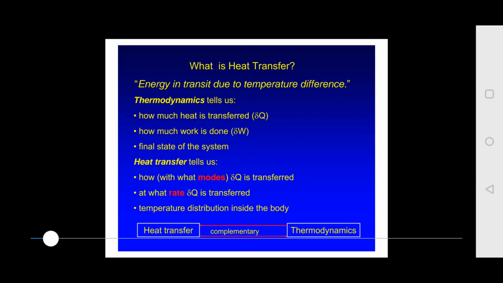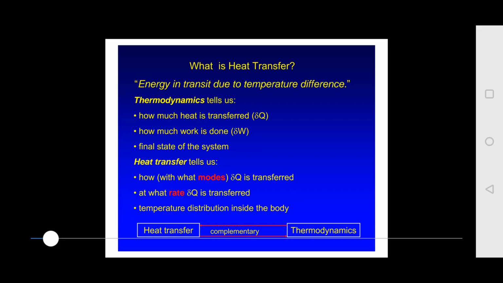Alright, so what is heat transfer? First we need to define what heat transfer is. As the term suggests, it's a transfer of heat. We can define it as the energy in transit due to a temperature difference. So for any heat transfer to take place, there should always be a temperature difference, that is, a temperature gradient should always be there.